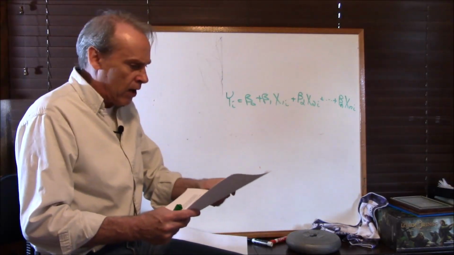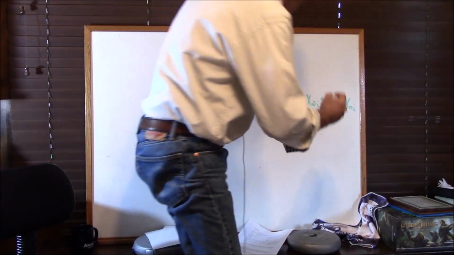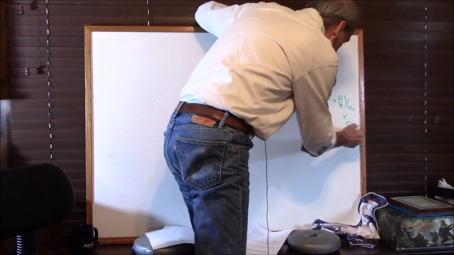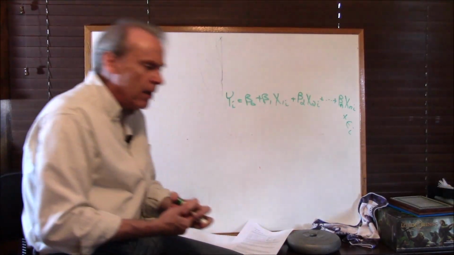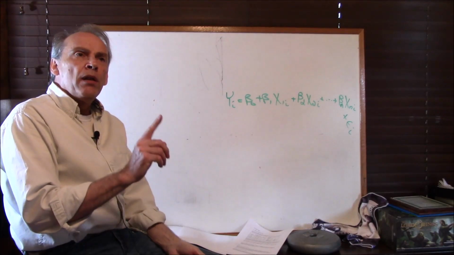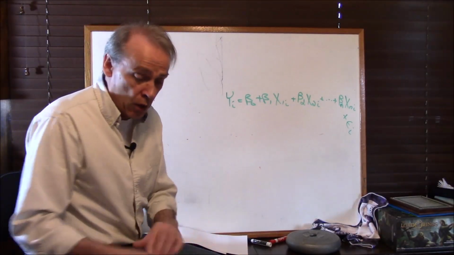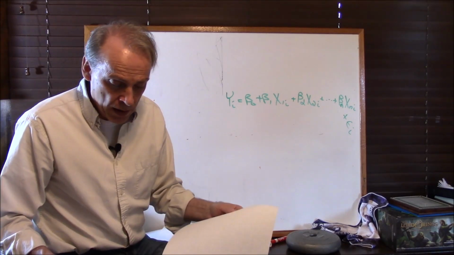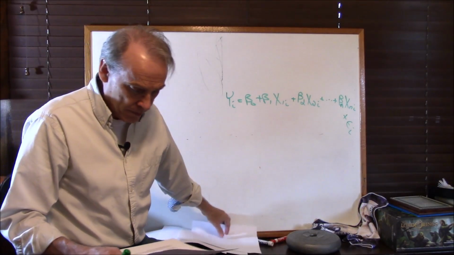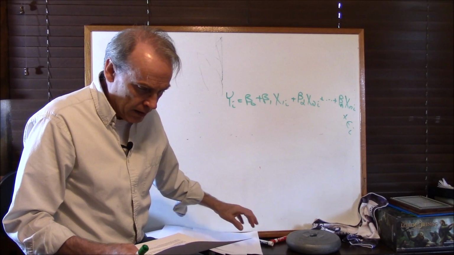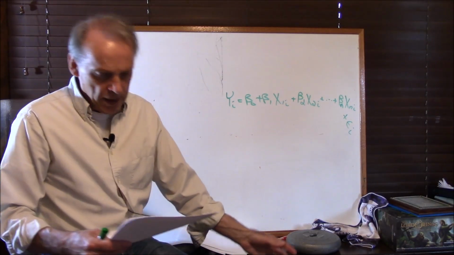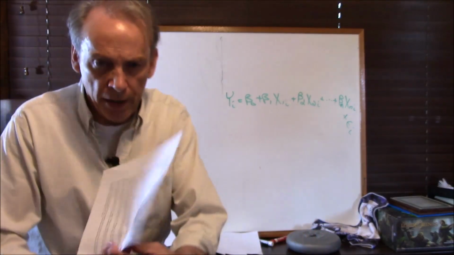Oh, I'm sorry. I left off the stochastic error term, didn't I? Plus e sub i, because there's always a stochastic error term. All right. So let me show you how we write the estimated equation, because we use slightly different letters to show that. Yeah, I'm just showing an example here again.